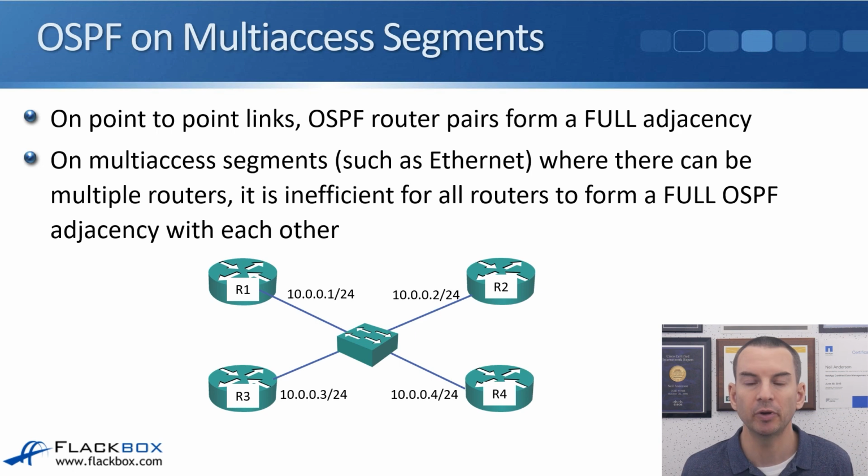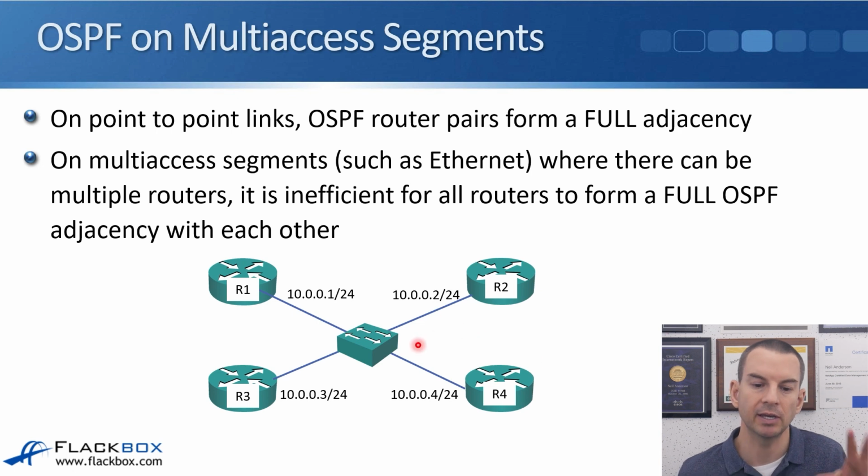And on point-to-point links, OSPF router pairs will always form a full adjacency. It's a point-to-point link, so there can only be two routers there. So of course, they're going to want to share their full information with each other. But on multi-access segments, such as Ethernet, where there can be multiple routers, it's inefficient for all routers to form a full OSPF adjacency with each other.